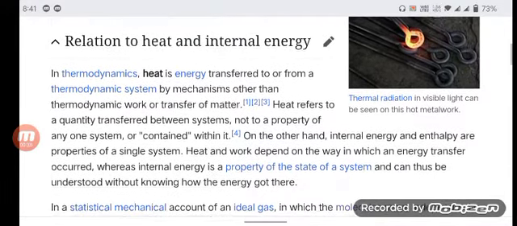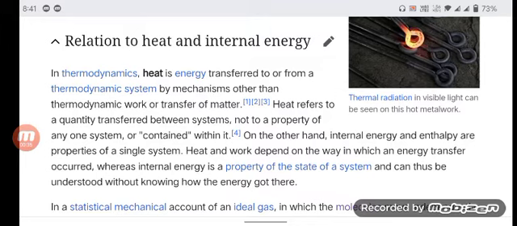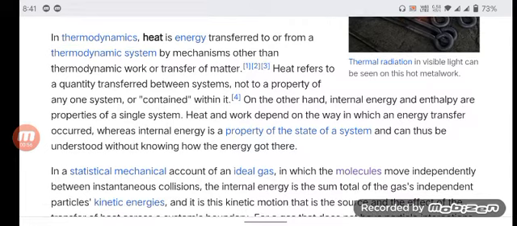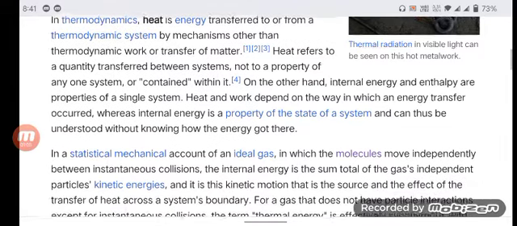Relation to heat and internal energy. In thermodynamics, heat is energy transferred to or from a thermodynamic system by a mechanism other than thermodynamic work or transfer of matter. Heat refers to a quantity transferred between systems, not a property of any one system or contained within it. On the other hand, internal energy and enthalpy are properties of a single system.